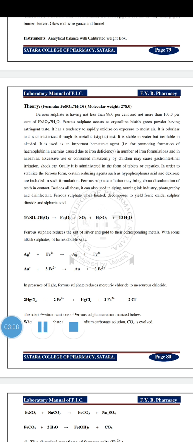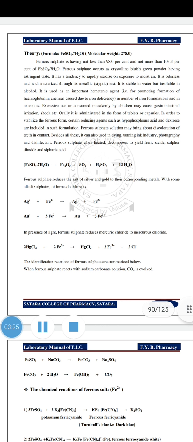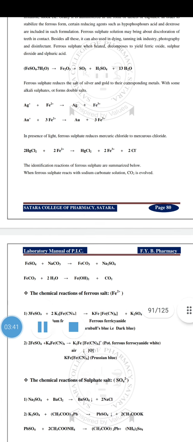Ferrous sulfate reduces the salts of silver and gold to their corresponding metals, with some alkali sulfates forms double salts, and in the presence of light, ferrous sulfate reduces mercuric chloride to mercurous chloride. This is the reaction, and the identification reactions of ferrous sulfate are summarized below. When ferrous sulfate reacts with sodium carbonate solution, then carbon dioxide is evolved.